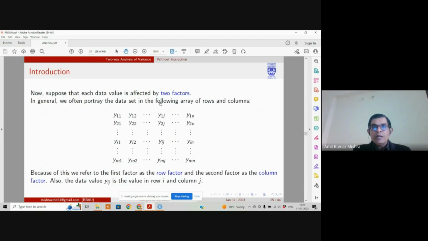So we have two factors. The data looks like this: y11, y12, y1j, y1n. We are considering that we are getting an equal number of observations. So our data looks like this. There is a row factor and there is a column factor. We call them the row factor and the column factor. And we are assuming that we are getting a single data point from a cell. That means y11, only one data point from the first row and first column. That we are assuming, at least in this simplest model.